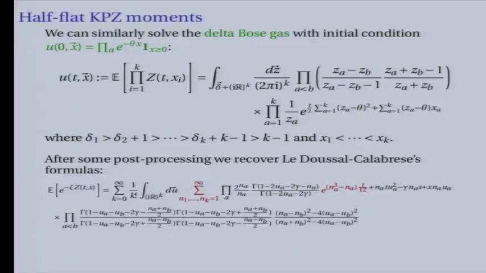Your formula on the top is mathematically rigorous. Yes. Then you say that after some process you can get the other one. So there are two things being mixed here.